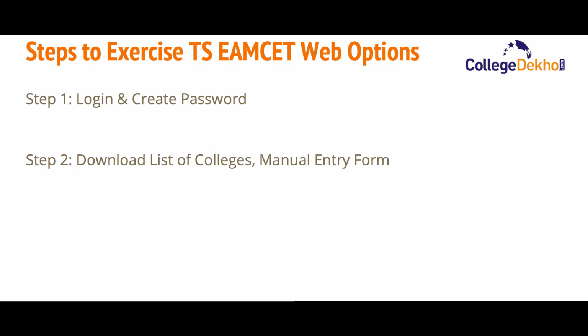Further, the candidates will have to take the printout of the manual entry form for rough filling of the web options. After this step is complete, the third step is to visit the candidate portal and select the colleges and courses of the candidate's choice. The candidates can exercise any number of colleges and course options as they wish, although a priority number, that is 1, 2, 3, 4, etc. must be given for each college and branch.